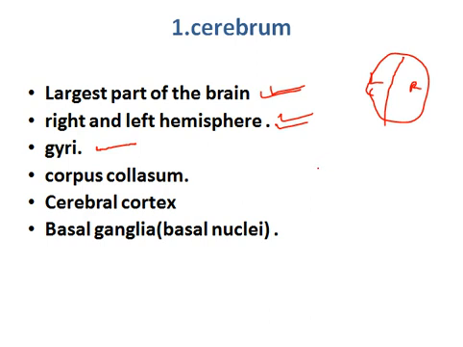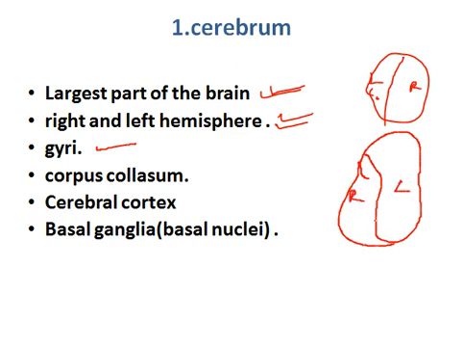If you see the cerebrum, deep inside the cerebrum, the right and left hemispheres are connected by a group of white matter. So if you take the cerebral hemispheres, this is a right and this is a left, and deep inside both these hemispheres are connected by whom? Connected by a group of white matter that is called corpus callosum. So corpus callosum connects the right and left hemisphere.